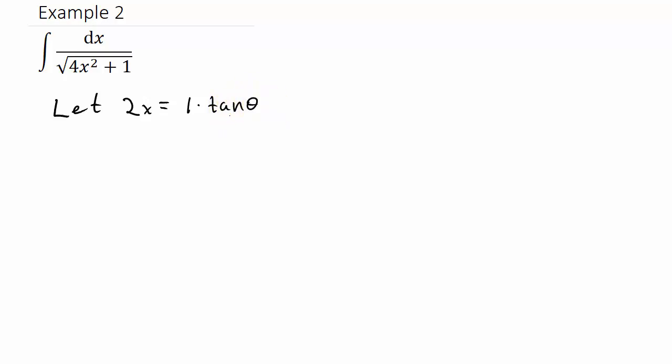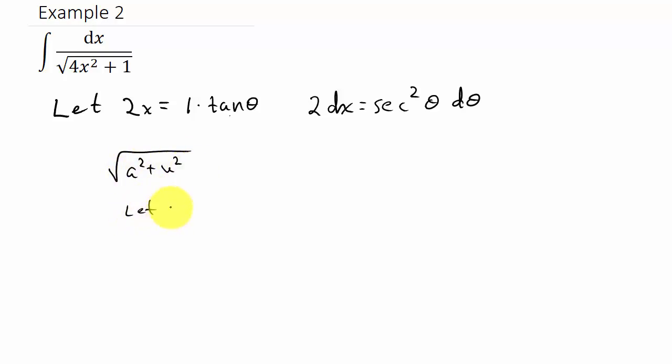Now if we differentiate, we get 2 dx equals secant squared theta d theta. The reason that it's 2x equals that is because remember, if we have a squared plus u squared, then we let u equal a tangent theta. And in this problem, the 4x squared is u squared, so u is 2x, and that's why we have the 2x here.